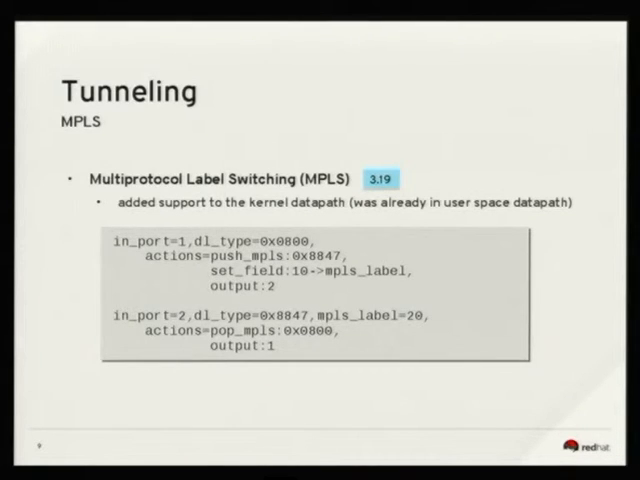Tunneling stuff. I probably have to mention MPLS. It's not so new. It went to kernel 3.19, but that was actually after the last DevConf. So it's kind of a new feature in the last year. Anyway, speaking about kernel data path only, because that was supported even before for user space data path. And the example of usage is here. So there is a push MPLS action, which pushes the MPLS header on front of the packet, specifying the ether type, and then you can set fields, set the MPLS label and other stuff. And on ingress, match that, pop the MPLS header, and so on. So yeah, again, nothing complex here.